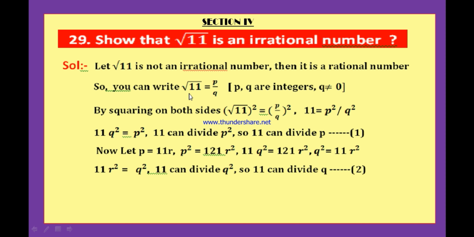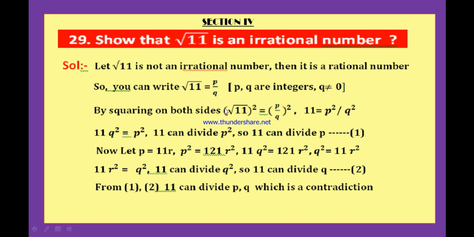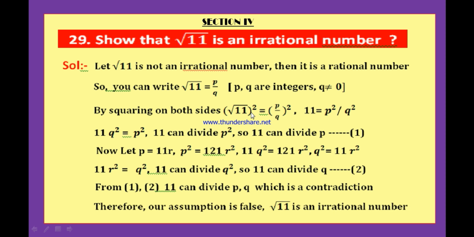Now, since we have a square root on the LHS, let us square on both sides. By squaring on both sides, LHS whole square is equal to RHS whole square. Root 11 whole square is 11. p by q whole square is p square by q square. Now take this q square to the LHS, then 11 into q square is equal to p square.